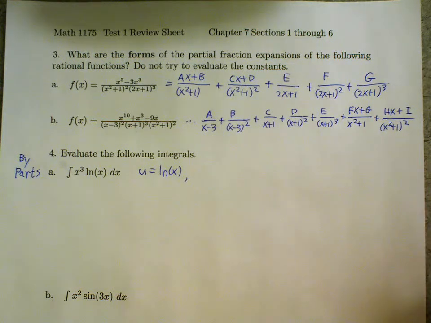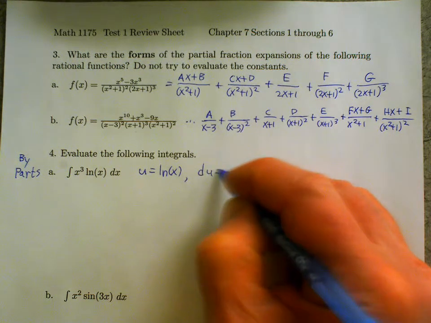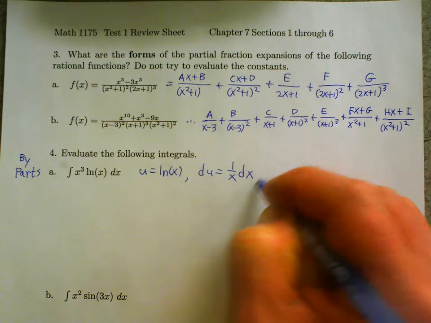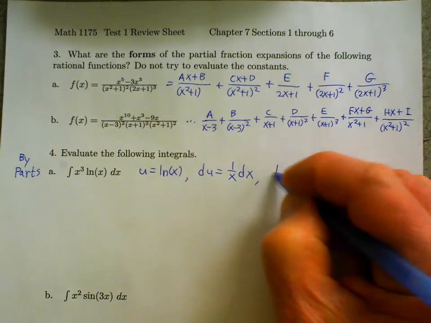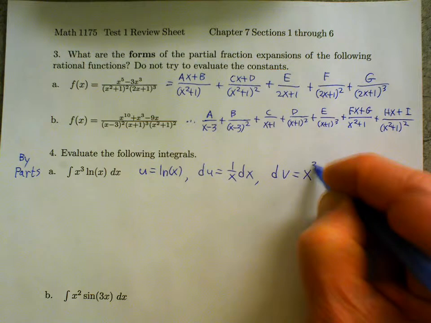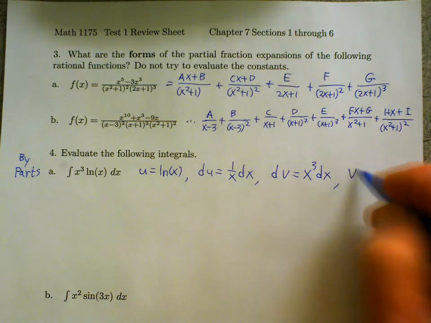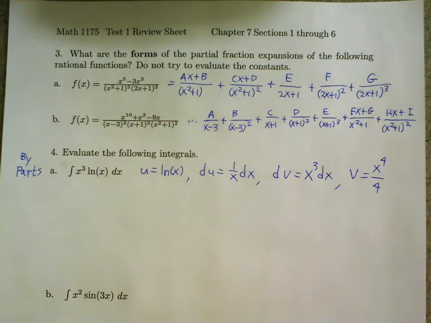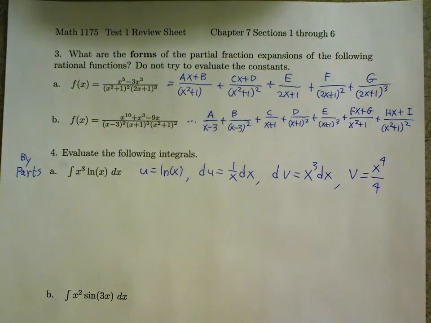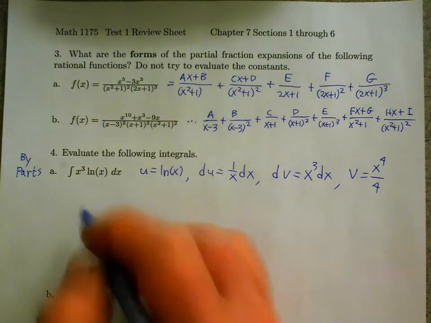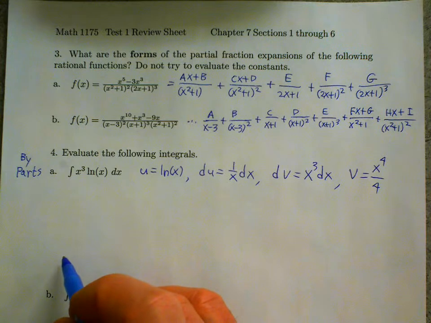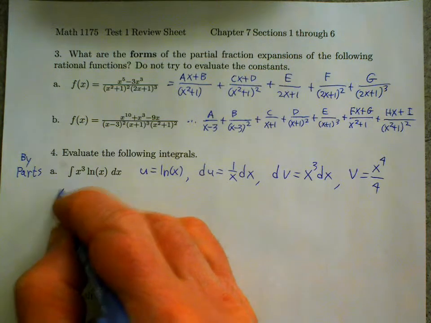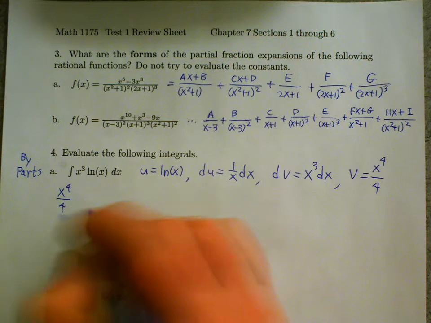So if u is the natural log of x, then du is 1 over x dx. And dv is x to the third dx. So v is x to the fourth over 4. Okay, then apply the integration by parts formula, u times v, the natural log of x times x to the fourth over 4. I'll write it as x to the fourth over 4 times the natural log of x.